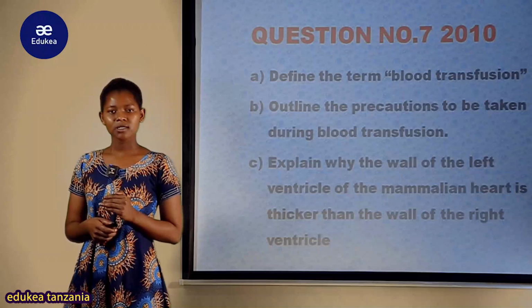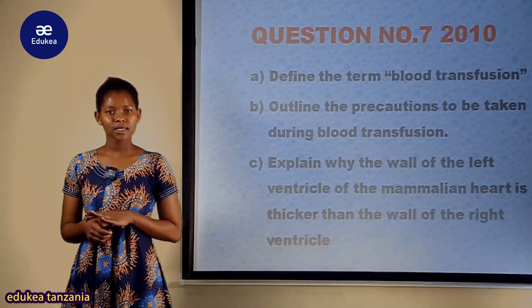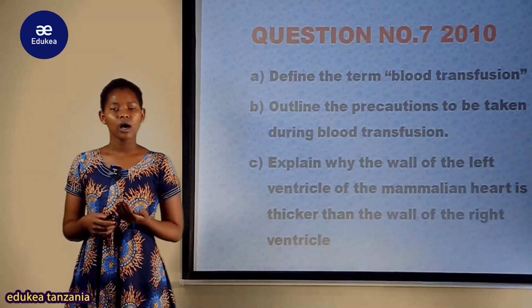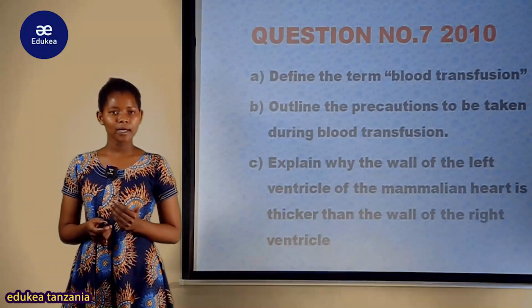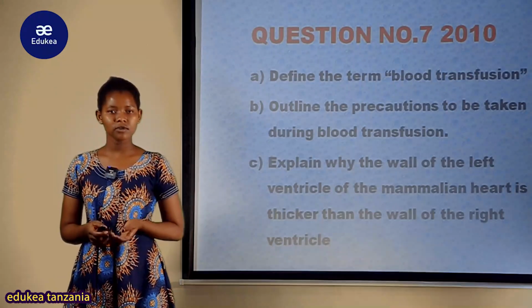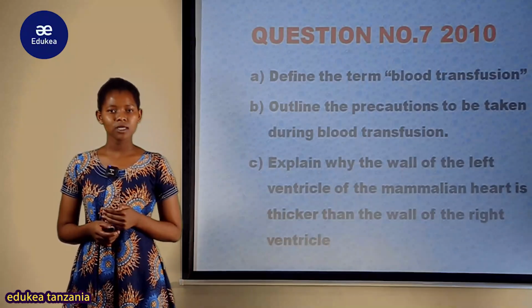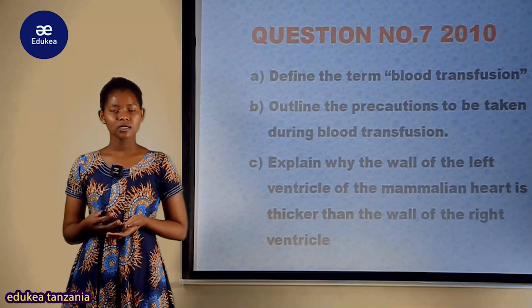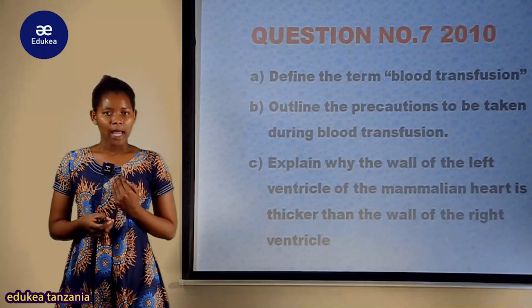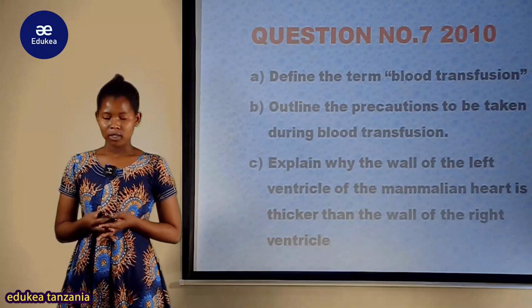My dear student, this is the transportation of material and living things, the topic of Form 2, and in the part of transportation in mammals. Tulisoma blood transfusion, pia tukasoma blood circulation, na pia precautions za kuchukua wakati unafanya blood transfusion. And now tunaenda kuangalia majibu ya swali letu vizuri.